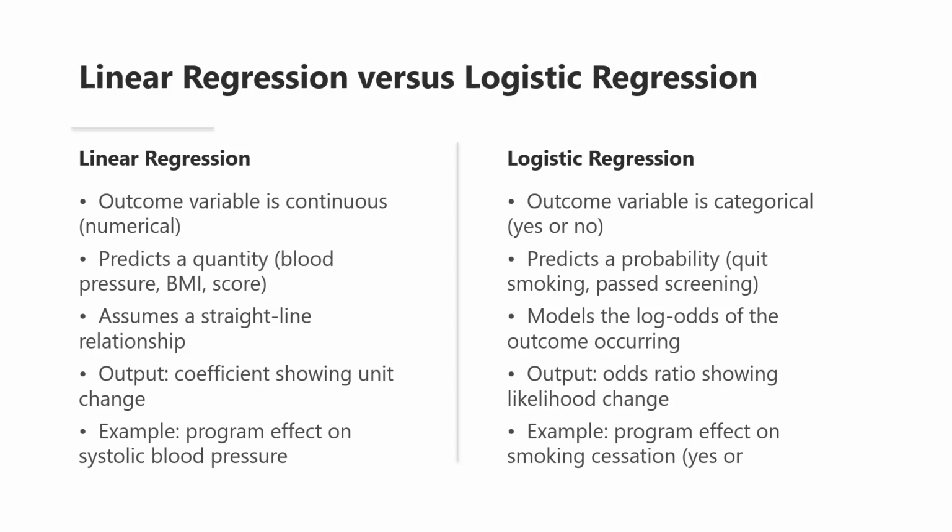On the MCHES exam, the most common way this distinction is tested is through a scenario that describes an evaluation question and asks which statistical method is most appropriate. Here is a simple decision rule that will serve you well. If the outcome is a number on a continuous scale, choose linear regression. If the outcome is a category such as yes or no, choose logistic regression. This is a high-yield distinction that appears frequently on the advanced examination, and you are going to nail it.